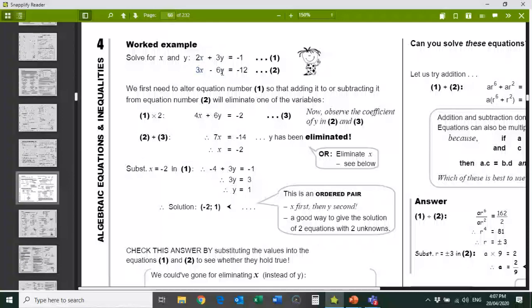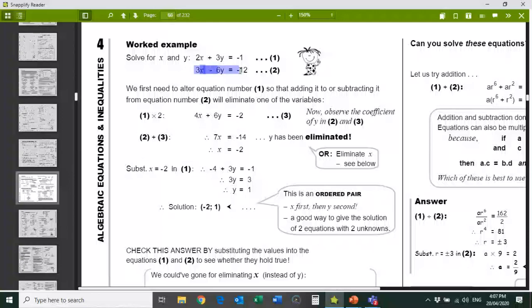Does that make sense? Let me repeat that. If I want to work out the x only, I want to get the y away, so I want to make sure that there's no y in my equation, because I'm now going to say 2x plus 3y is equal to -1, minus. So I'm going to minus this one.